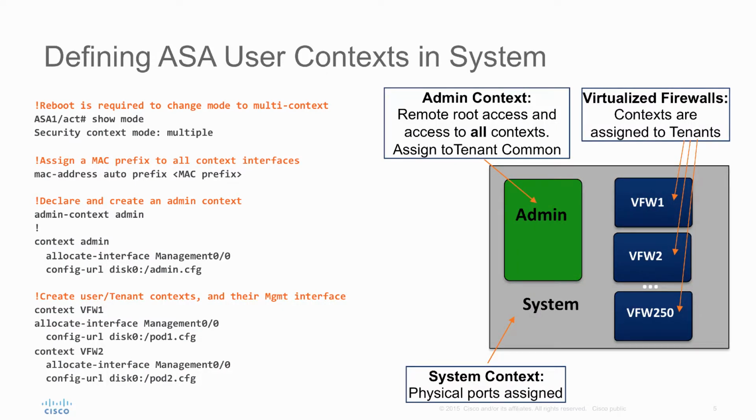We first have to convert into multiple context mode when we want to use user contexts. And also after that, we recommend that you assign a MAC prefix to all of the interfaces attached to contexts. Then inside the system context with ASA, we actually define all the contexts and mark one of them to be our administrator context. Through this context, we can gain access to all of the resources within the system, changing into system or any of the user contexts, and we mark it with this CLI you see here.